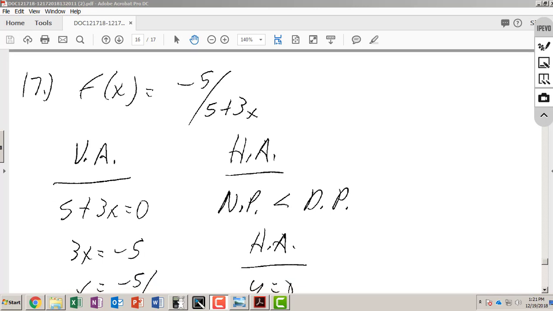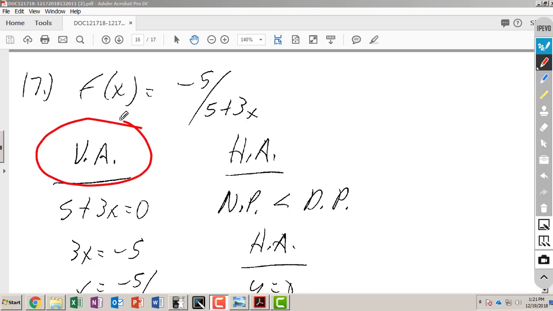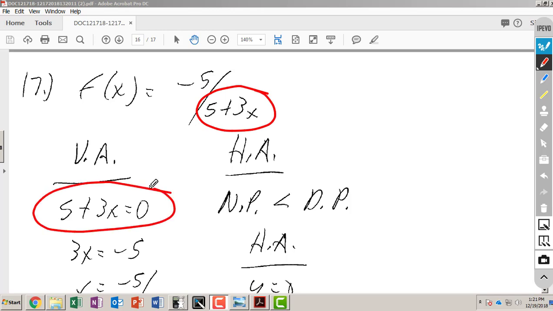On number 17, it just says it wants me to graph the rational function. So since I'm going to graph this rational function, I have to find both my vertical asymptotes, which I abbreviate VA, and I need to find my horizontal asymptotes, which I abbreviate HA. So remember again, to find your vertical asymptotes, you take the denominator and set it equal to 0 and solve it.